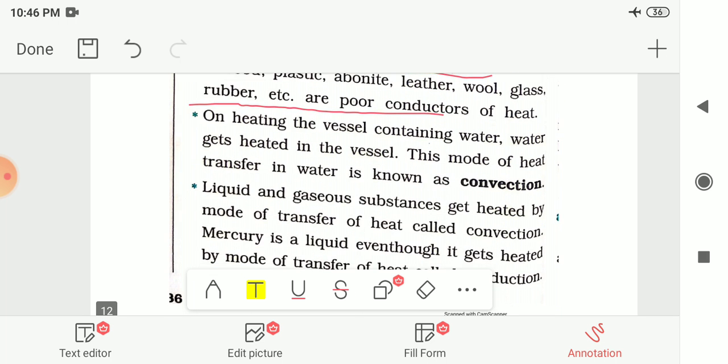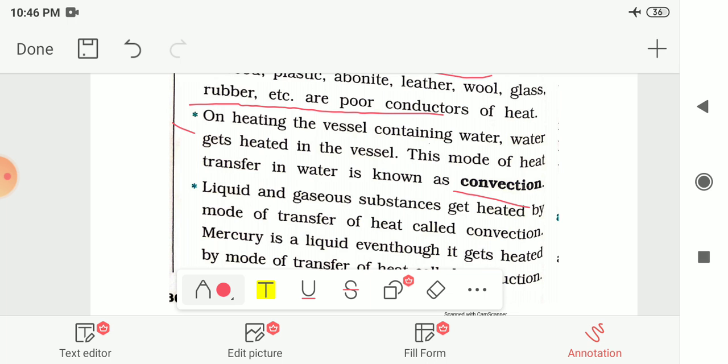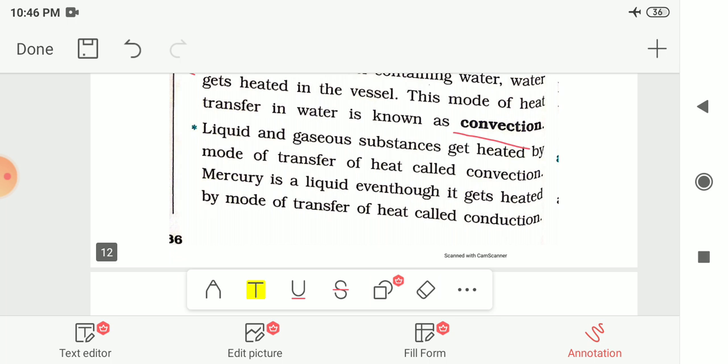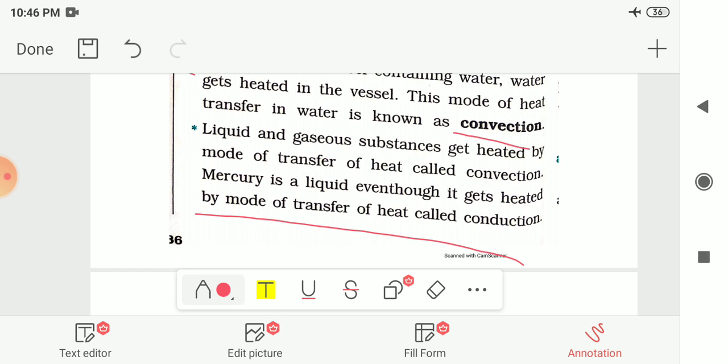Then we had seen the second mode of transfer of heat. On heating a vessel which contains water, the water gets heated in the vessel, and this mode of heat transfer in water is known as convection, the second mode of transfer of heat. Liquid and gaseous substances get heated by convection, but there is one exception: mercury. Mercury is a liquid, even though it gets heated by the mode of transfer of heat called conduction.